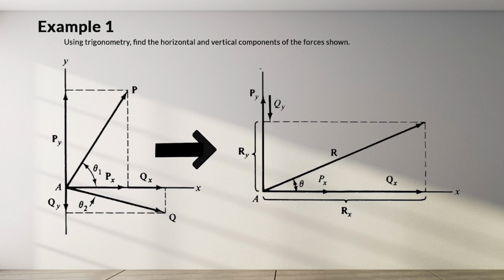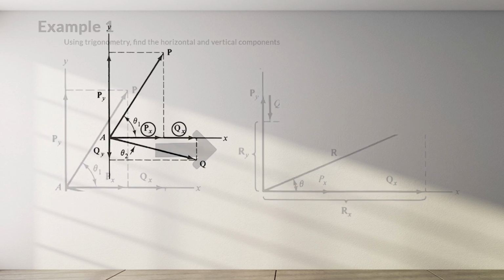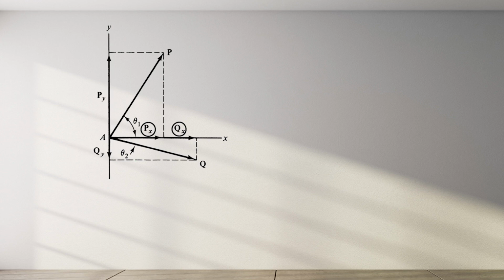But how can we find the resultant of the forces P and Q? Because the components Px and Qx lie on the x-axis, they may be added algebraically to find the resultant in the x direction, Rx. The summation of Fx means the algebraic sum of the x components of the forces. The Greek capital letter sigma means algebraic sum.